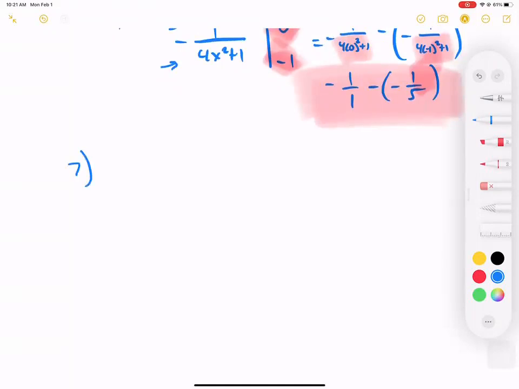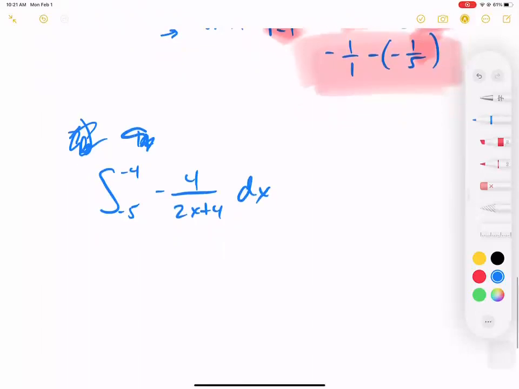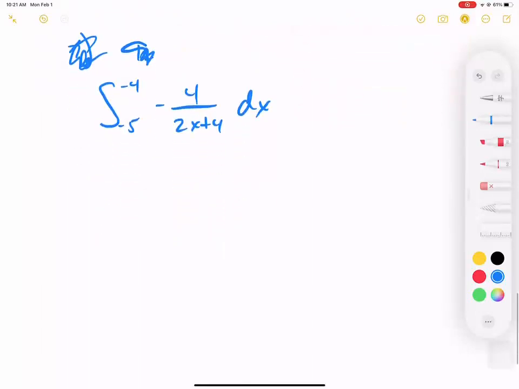So the integral, no, this is not 7. Let's do this one, number 12. It goes the integral from -4 to -5 of -4 over 2x plus 4 dx. So my question to you here: do I need a u substitution for this problem?